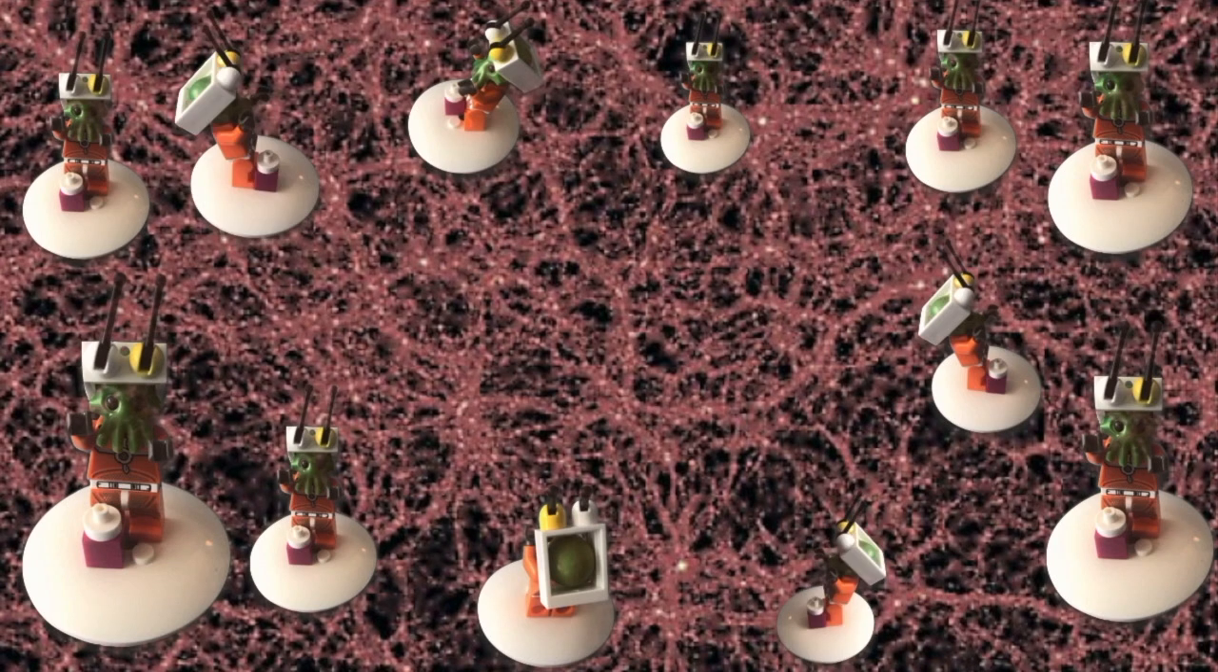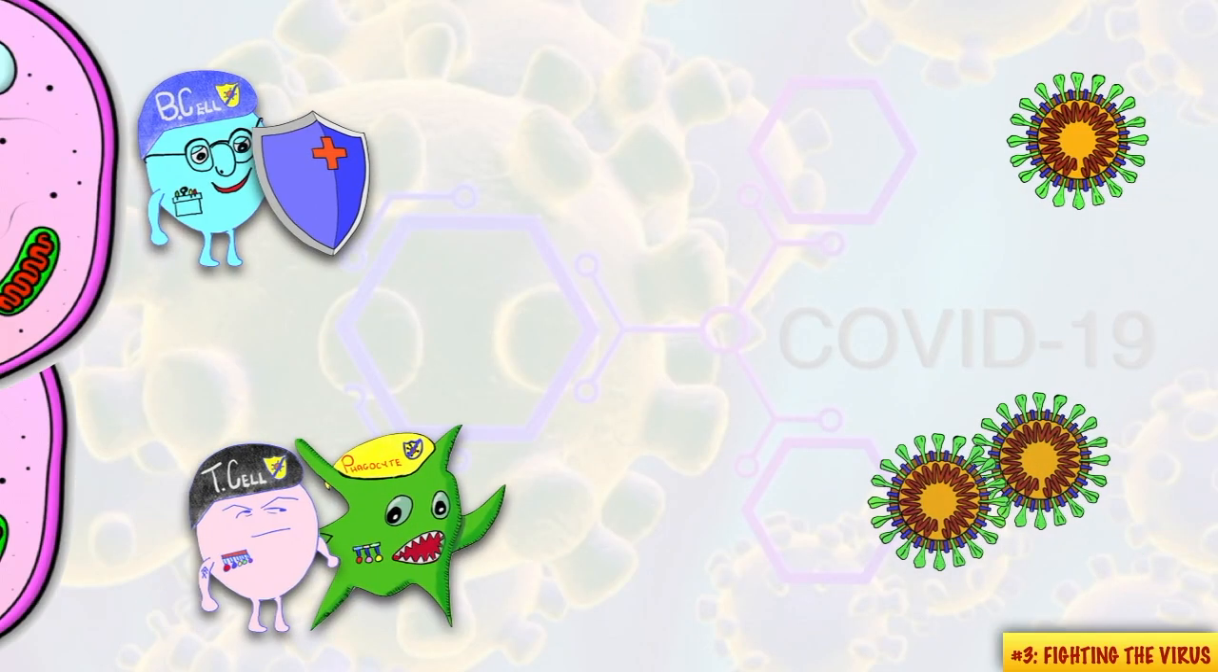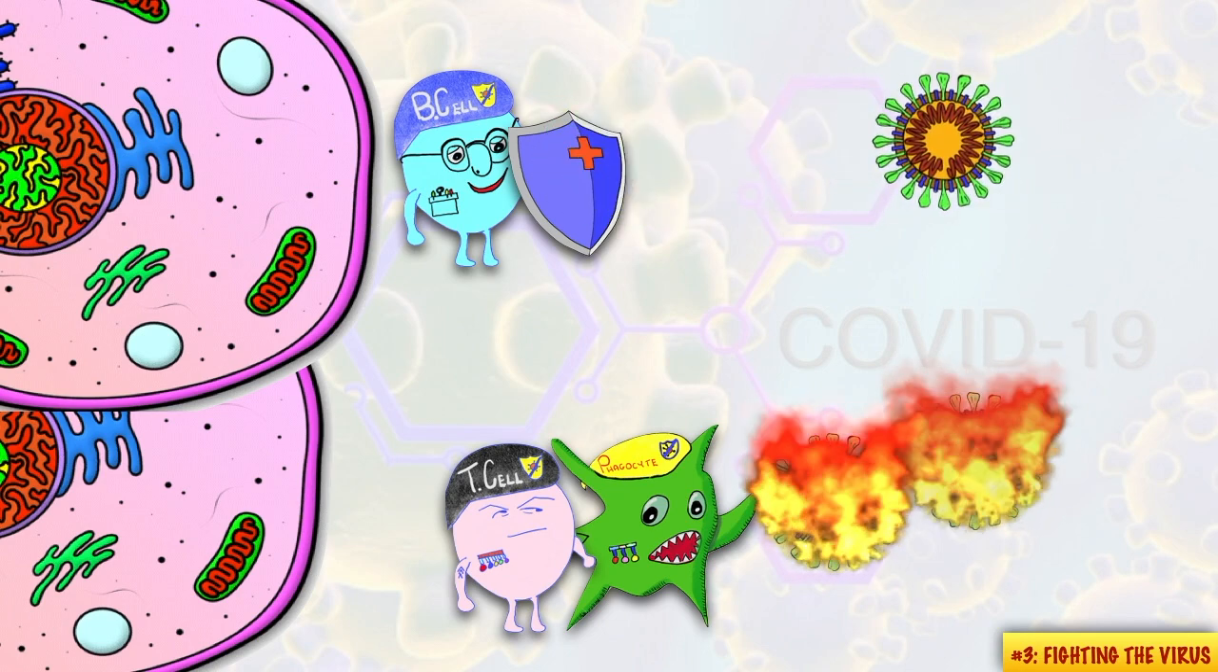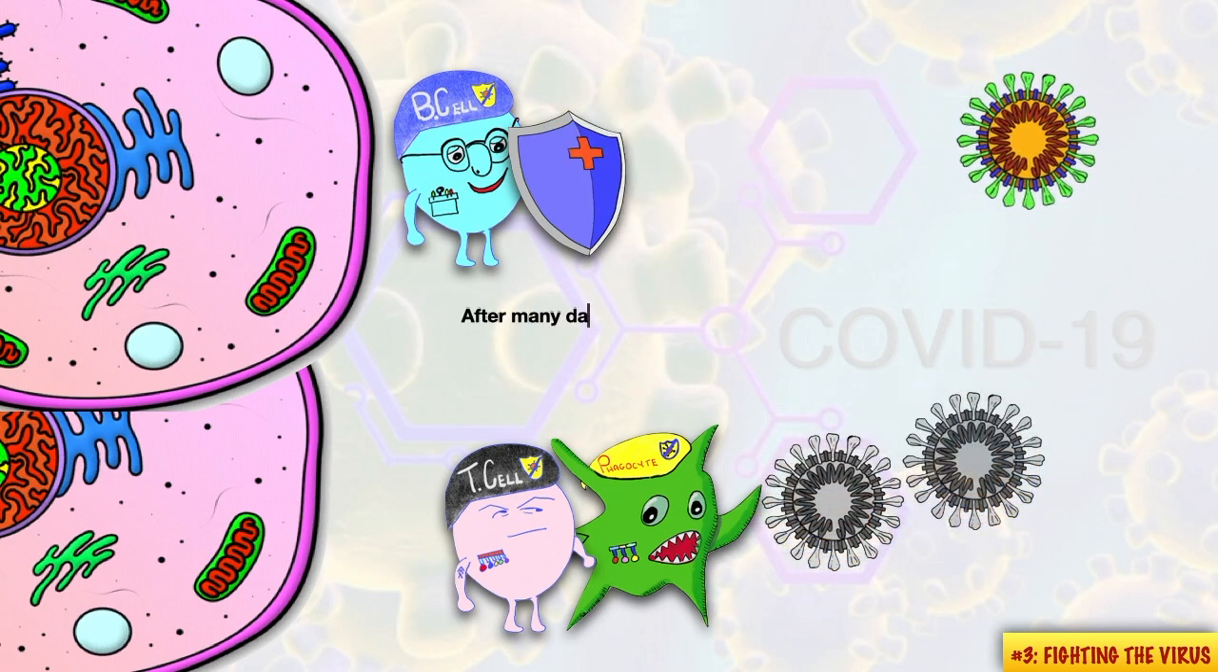You will recall how the virus unlocked the cell using its surface protein. Well, now with the antibody stuck to it, it can no longer fit in the cell's receptor protein, and so it can't get in, and the cell is saved. After many days of defending and attacking, our immune system eventually wins the war and the virus is defeated.